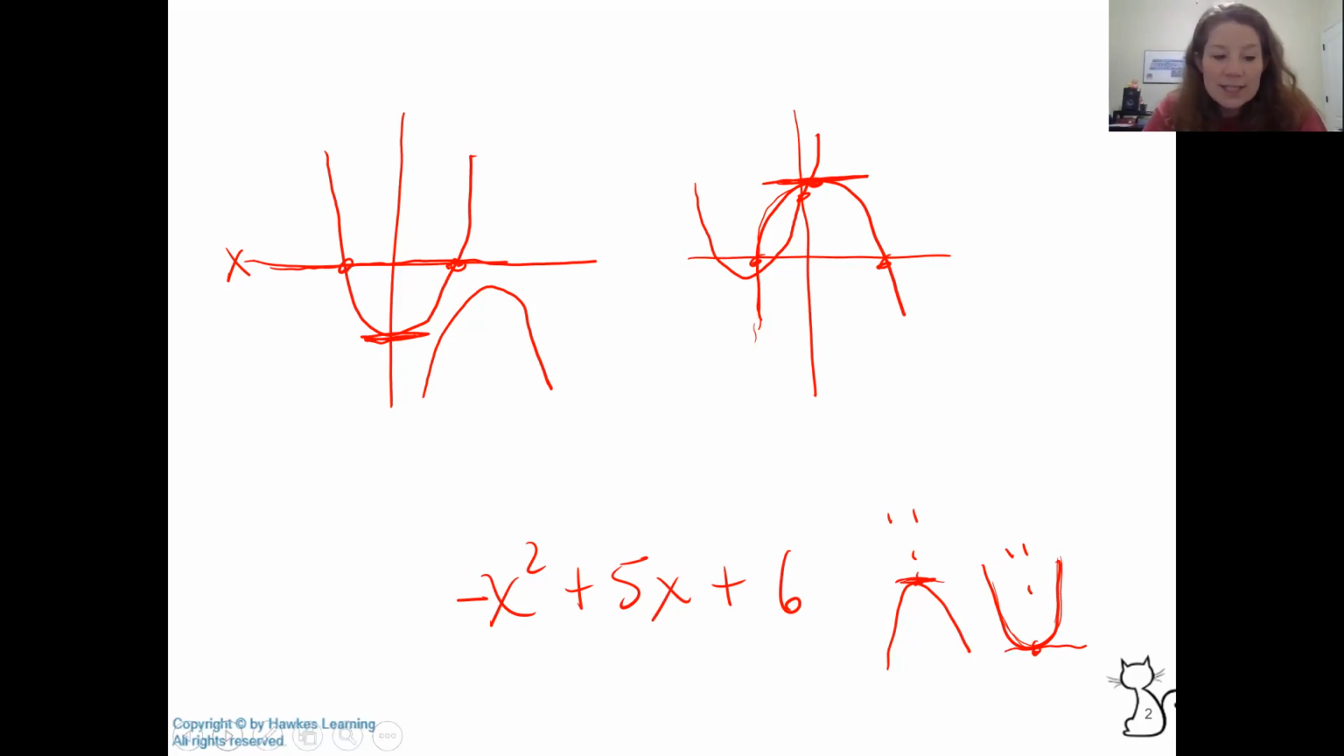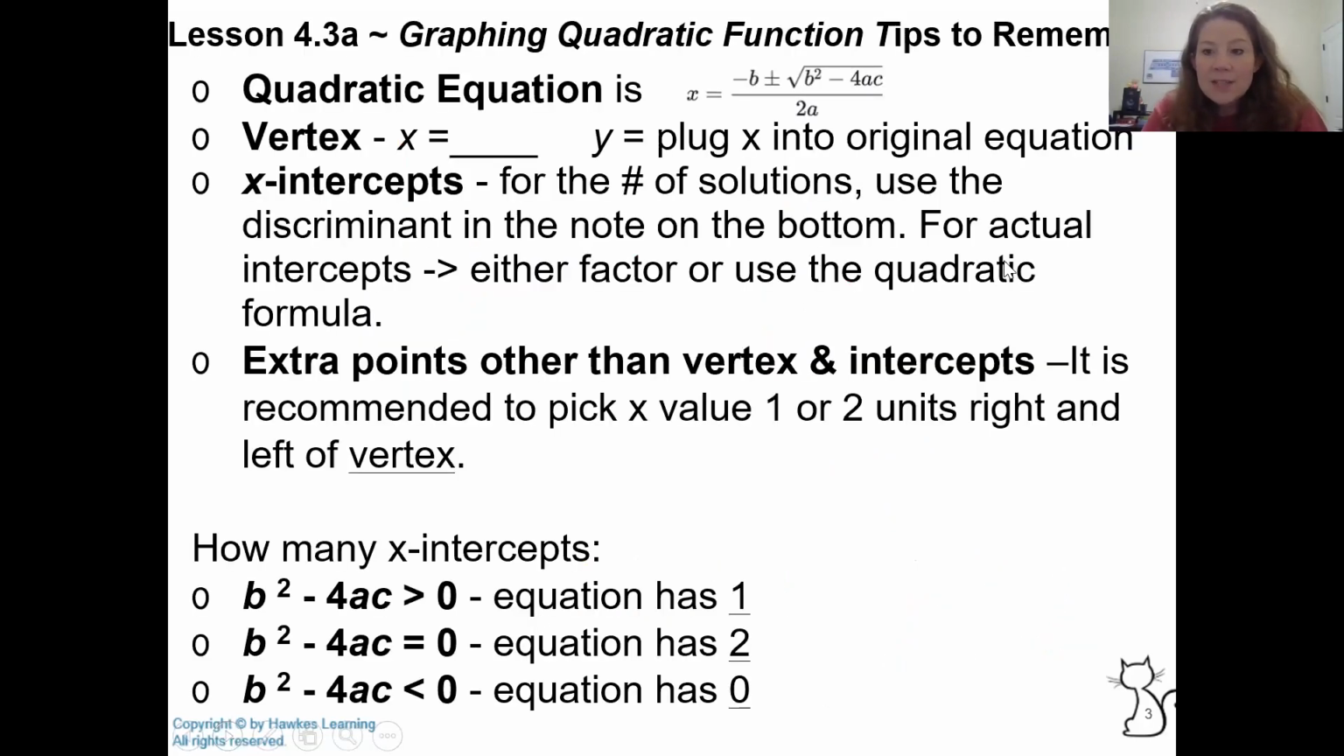All right, so let's look at some examples. First of all, the quadratic equation is listed there for you. x is always equal to the opposite of b, or negative b, plus and minus the square root of b squared minus 4ac, all over 2a. Then we're going to look at our vertex. What's either the maximum or the minimum? Those are called the vertex. And we're going to look at our x-intercepts.